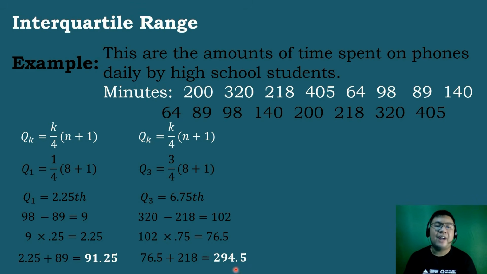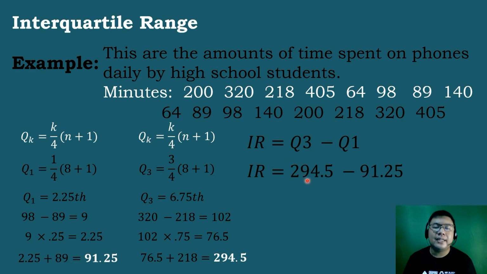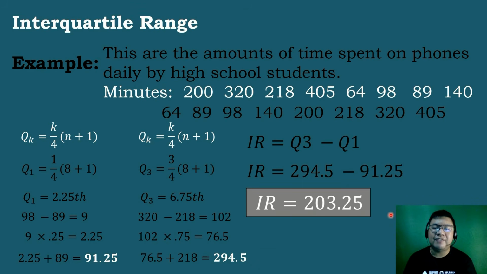After we have the upper quartile and the lower quartile, we can now get the interquartile range by using the formula IQR is equal to Q3 minus Q1. Substituting the corresponding values, we have 294.5 minus 91.25, which is equal to 203.25. So the interquartile range is equal to 203.25.